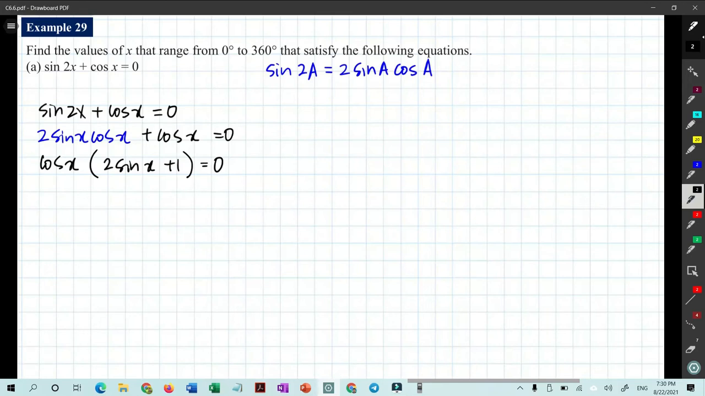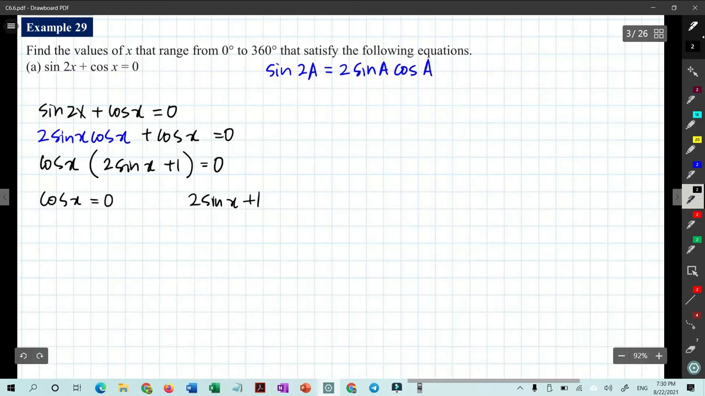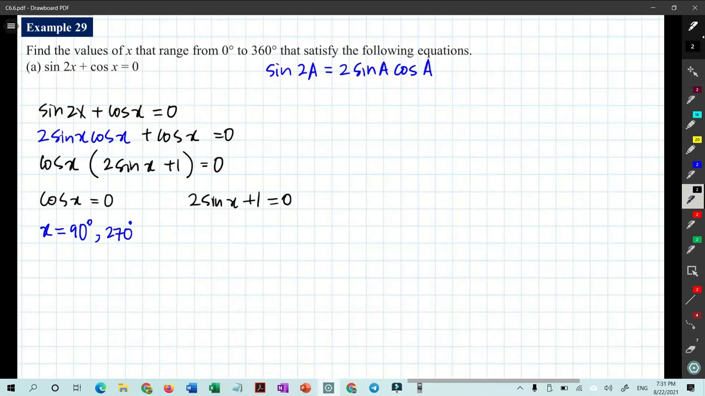And now we can write this as cos x equals to 0, or 2 sine x plus 1 equals to 0. So when cos x equals to 0, from our knowledge related to the cosine graph, we get to know that x is equals to 90 and 270 degrees. And now let's see how to solve 2 sine x plus 1 equals to 0. So first of all, 2 sine x equals to -1, sine x equals to -1/2.